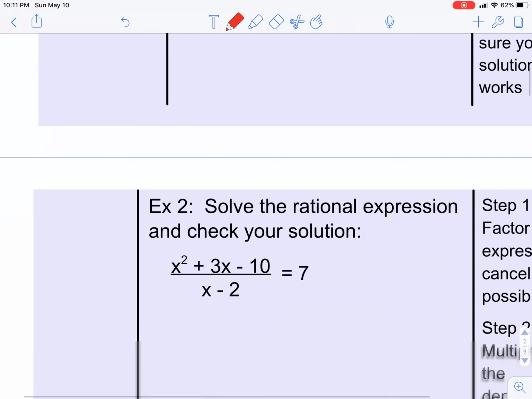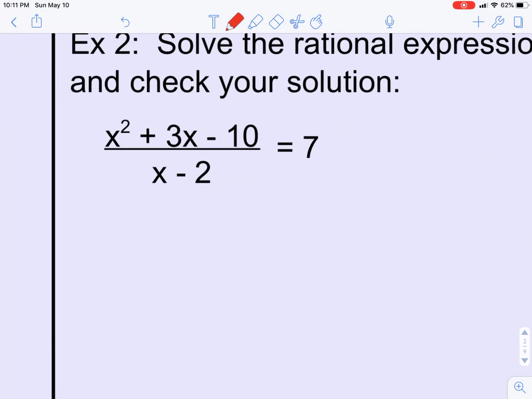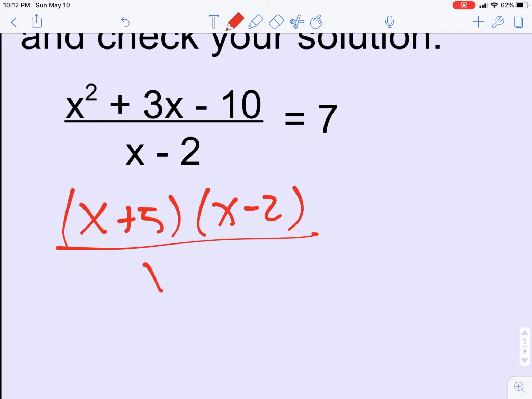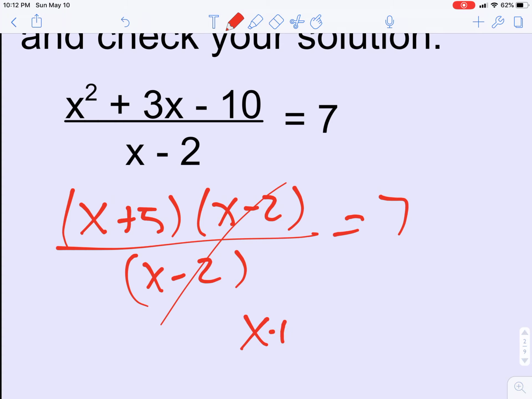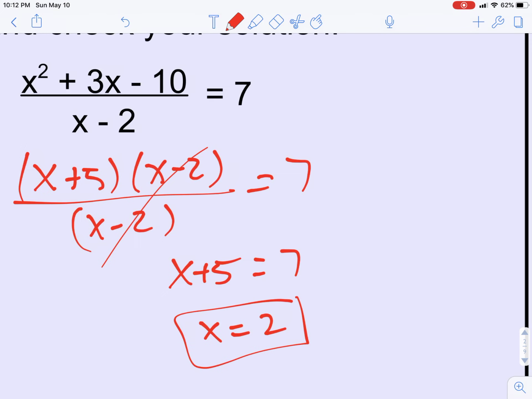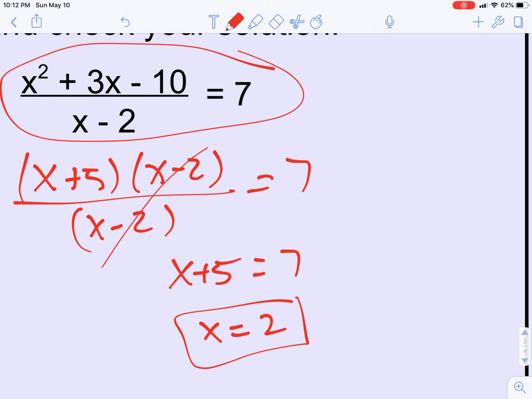Okay? Go ahead, try this one. Factor that top quick. So I'd pause it and factor. Factors of negative 10 that add to 3 are positive 5 and negative 2, over x minus 2. Again, our life made simple. x plus 5 equals 7. x equals positive 2. Then again, just make sure, and it doesn't matter if you plug it in at the beginning or before we canceled out, you check your answers, right?